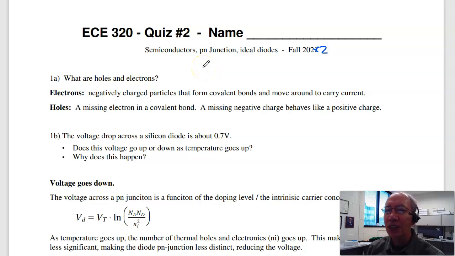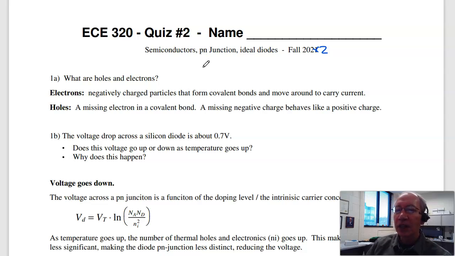An electron is just a negatively charged particle that forms a covalent bond and moves around to carry current. A hole is a missing electron in a covalent bond. Holes can also move and carry current. However, a missing negative charge is like a double negative. It acts as a positive charge. So semiconductors have both positive charge carriers, holes, and negative charge carriers, electrons.